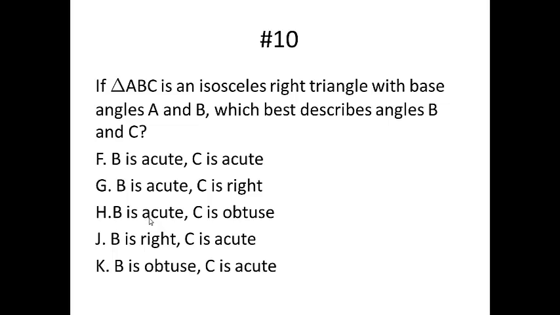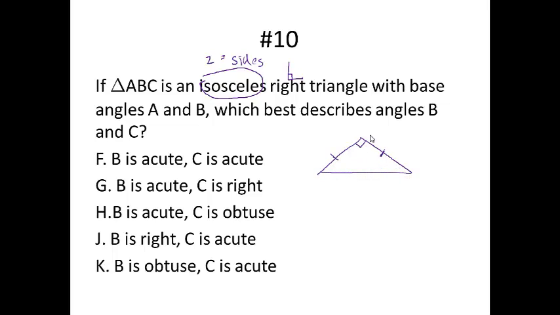All right, number 10. If triangle ABC is an isosceles right triangle with base angles A and B, which best describes angles B and C? Well, there's a few things that we need to know. First of all, isosceles means that there are going to be two equal sides. And a right triangle obviously has a right angle. Okay, so if I draw an isosceles right triangle, it's going to look something like this.